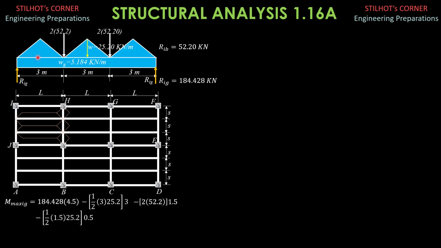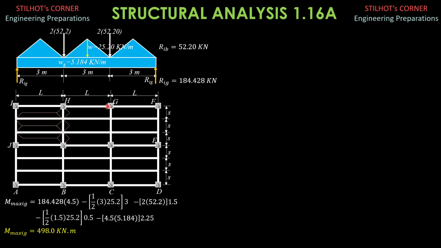Then finally, minus the moment of this left half rectangle, which is 4.5 meters long by 5.184, the weight of the girder, times the moment arm, half of 4.5, which is 2.25. So minus 4.5 times 5.184 times 2.25. From here, the maximum moment in an interior girder is equal to 498.0 kilonewton meters.